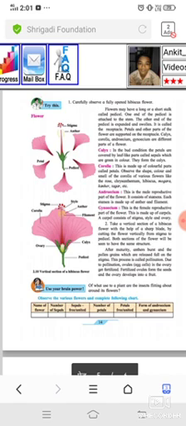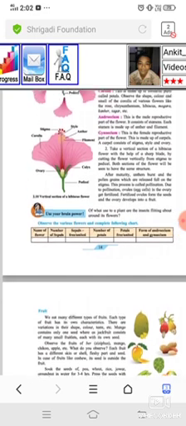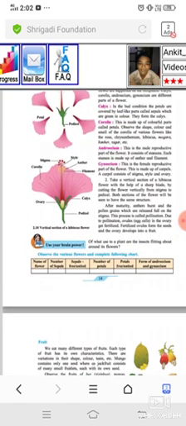Due to pollination, ovules and egg cells in the ovary get fertilized. Fertilized ovules form the seeds and the ovary develops into a fruit.